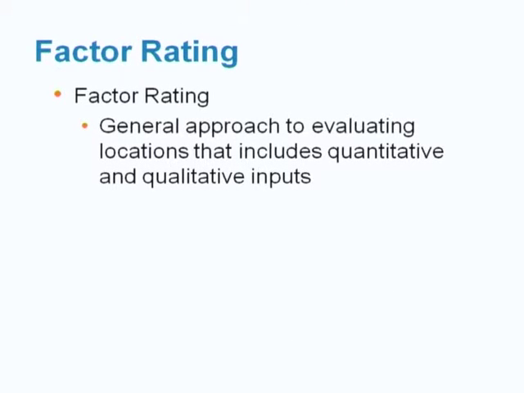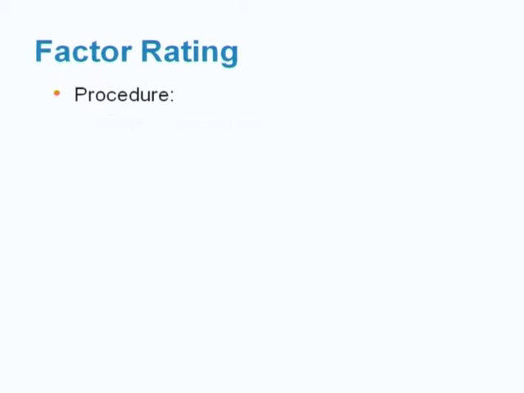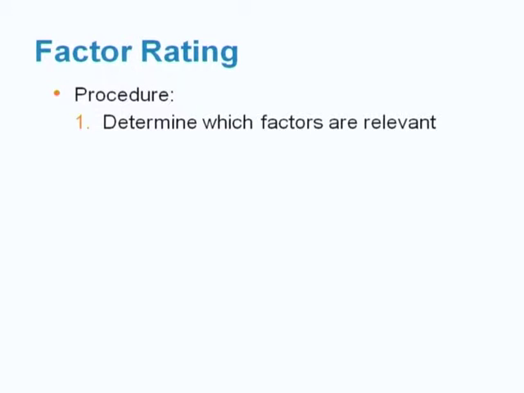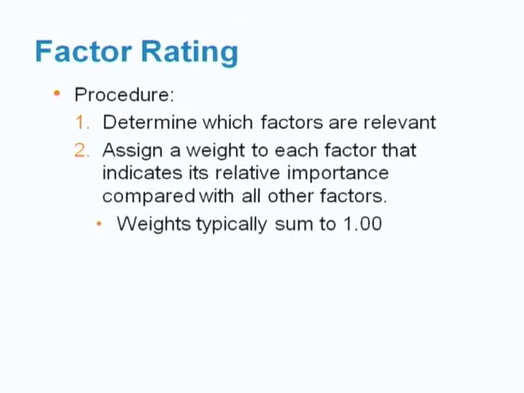The second method is called factor rating. It is a general approach to evaluate locations that includes quantitative and qualitative inputs. Procedure: 1. Determine which factors are relevant. 2. Assign weight to each factor that indicates its relative importance compared with all other factors. The weights typically sum to 1.